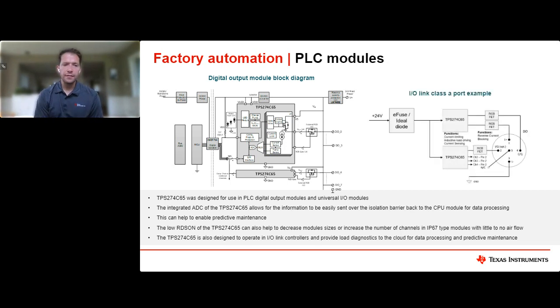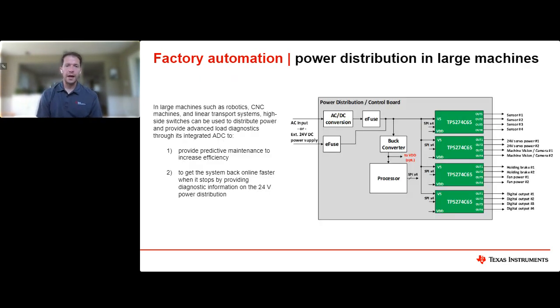Additionally, within factory automation, also for remote IOs or IO-Link controllers, the TPS-274C65 is a really good fit. With its reverse current blocking FET, it can be used for some of the input-output signals that are there, as well as for the CQ line or for the sensor power supply on IO-Link.